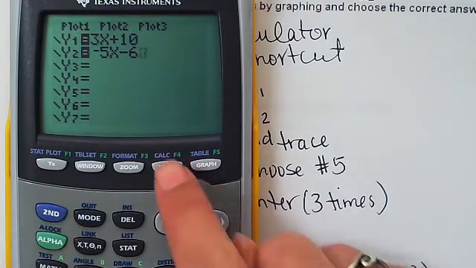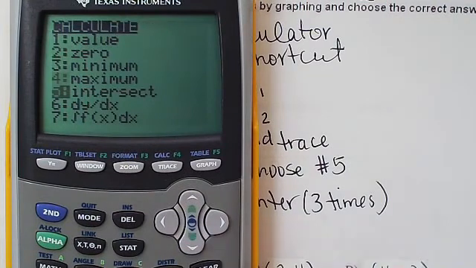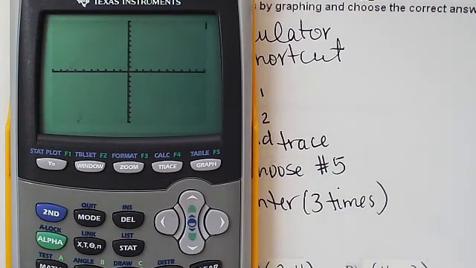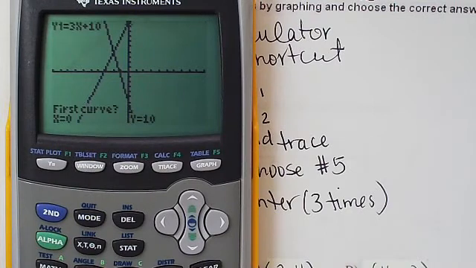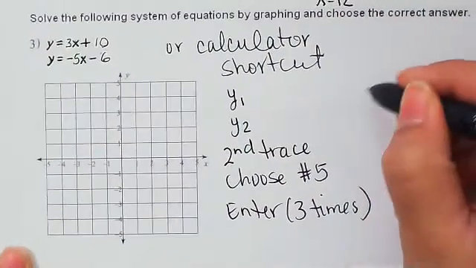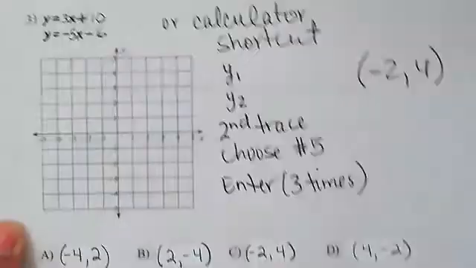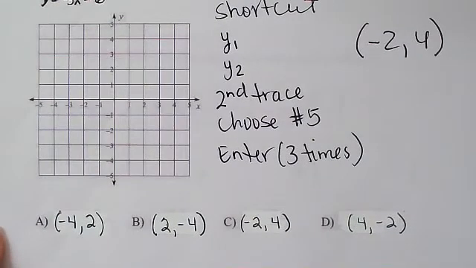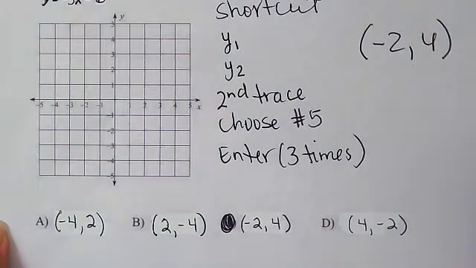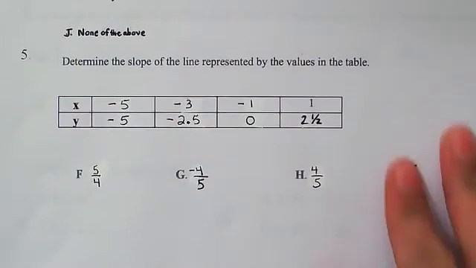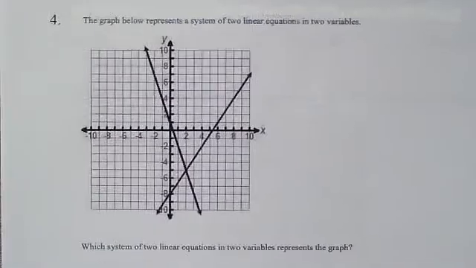Once you have them there, you're going to go second trace. So second trace. You're going to choose number 5 because we're looking for that point of intersection. Let your graphs come up. And then press enter 3 times. 1, 2, 3. And there you have it. Negative 2, comma 4 should be the solution. So negative 2, comma 4 is the solution. And if I look for that, I'm going to see that it's answer C. So that is number 3. And again, you're going to have one exactly like that.